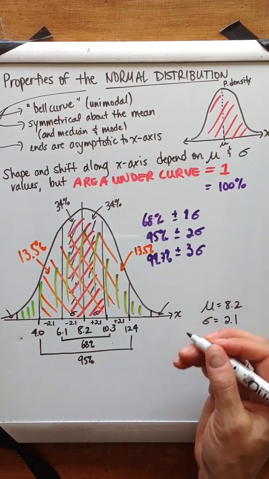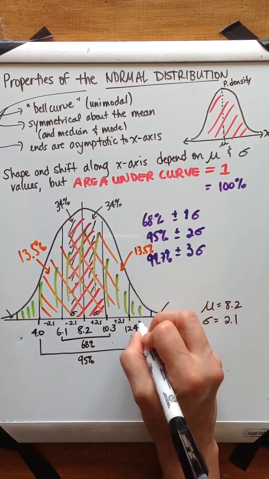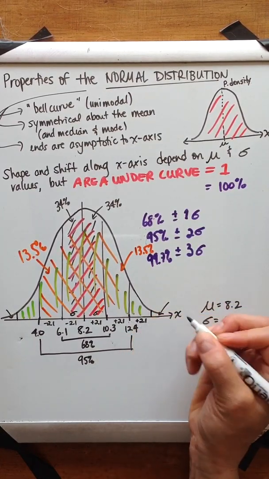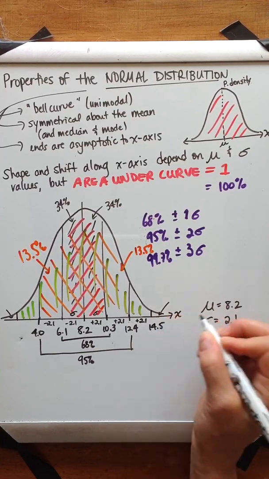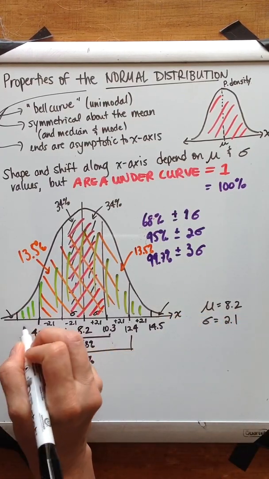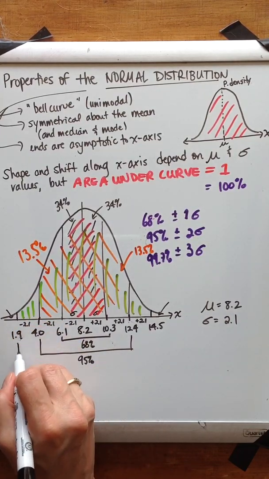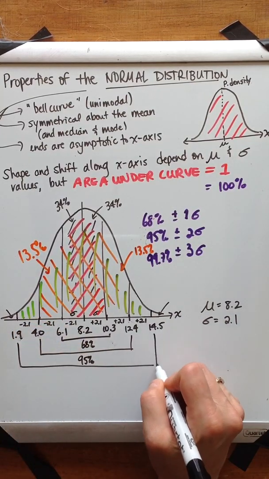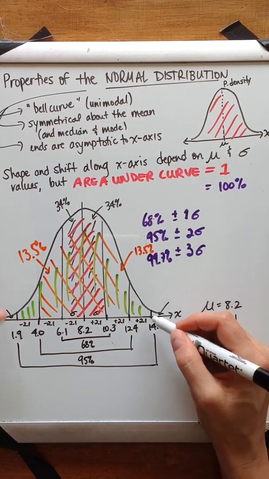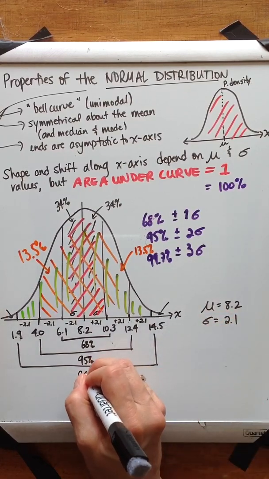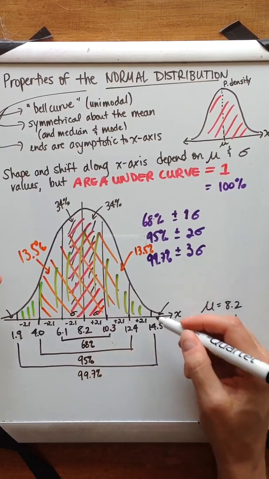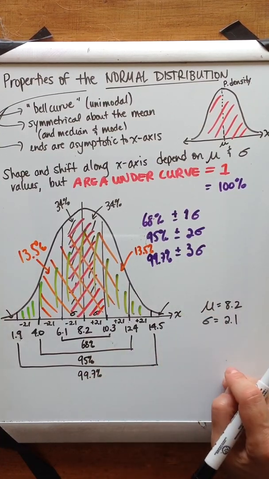And then finally, I could go to the third standard deviation, both above and below the mean. So up here I get to 14.5, and down here I would take away another 2.1 to get to 1.9. And so if I have data points with those particular values, 99.7% of all data points will fall within that range. Okay, so that's just really interesting.